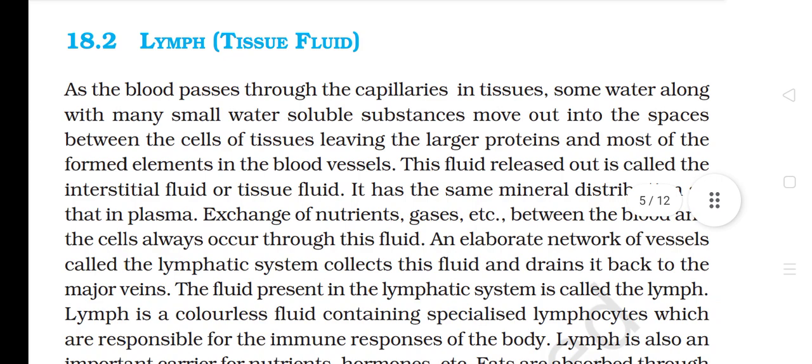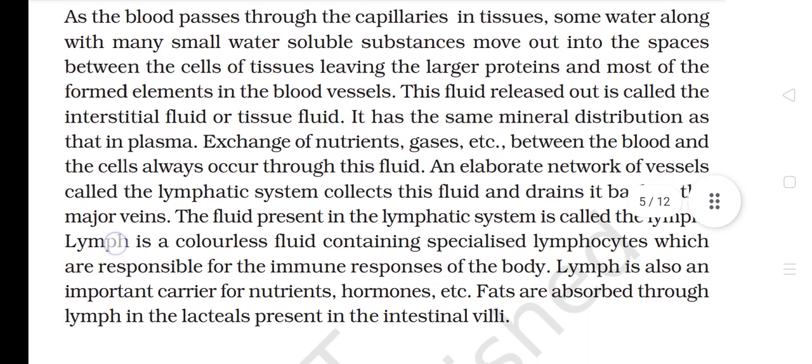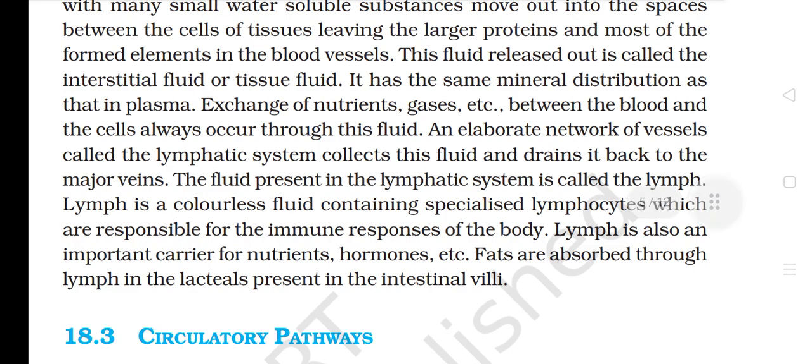18.2 Lymph, tissue fluid. As the blood passes through the capillaries in tissues, some water along with many small water-soluble substances move out into the spaces between the cells of tissues, leaving the larger proteins and most of the formed elements in the blood vessels. This fluid released out is called the interstitial fluid or tissue fluid. It has the same mineral distribution as that in plasma. Exchange of nutrients, gases, etc. between the blood and the cells always occur through this fluid.